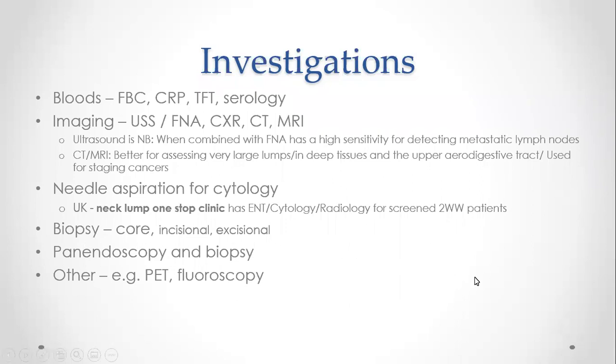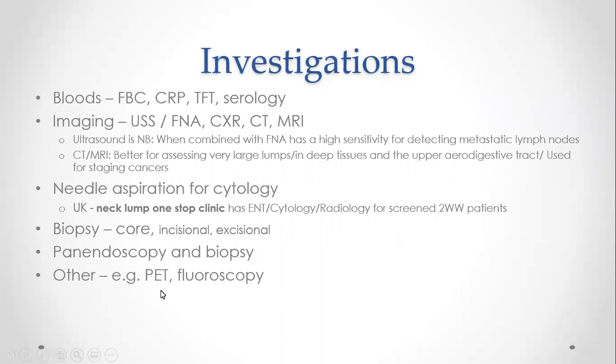And then if we suspect it is a metastatic lymph node, we need to proceed with panendoscopy and biopsy for the primary lesions. So panendoscopy includes laryngoscopy, pharyngoscopy, and upper esophagoscopy. Other investigations are PET-CT and fluoroscopy.